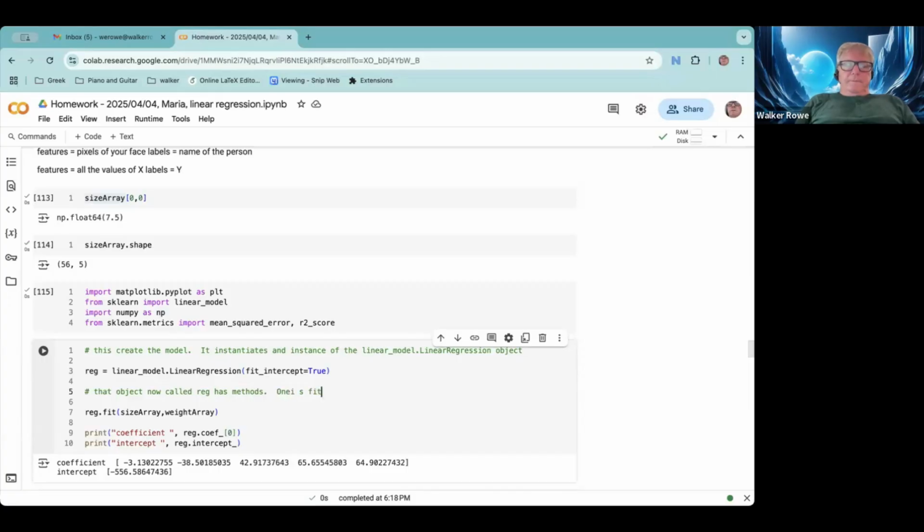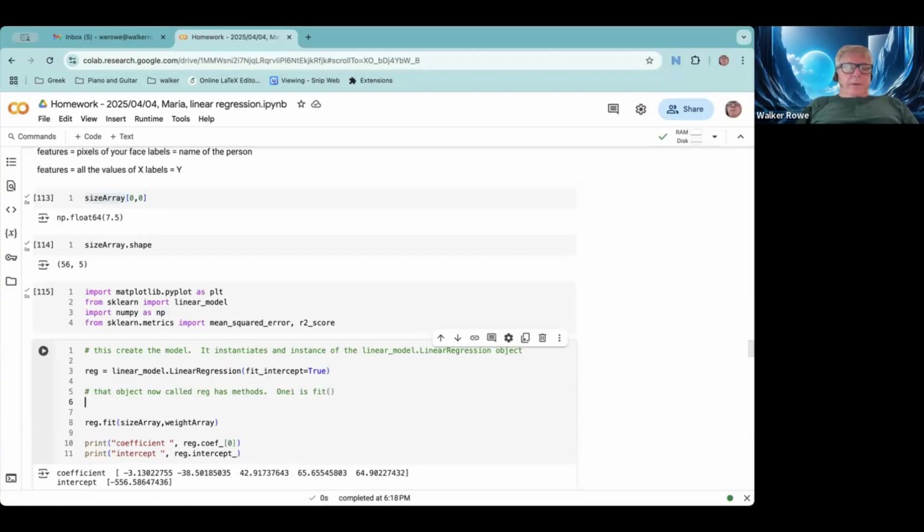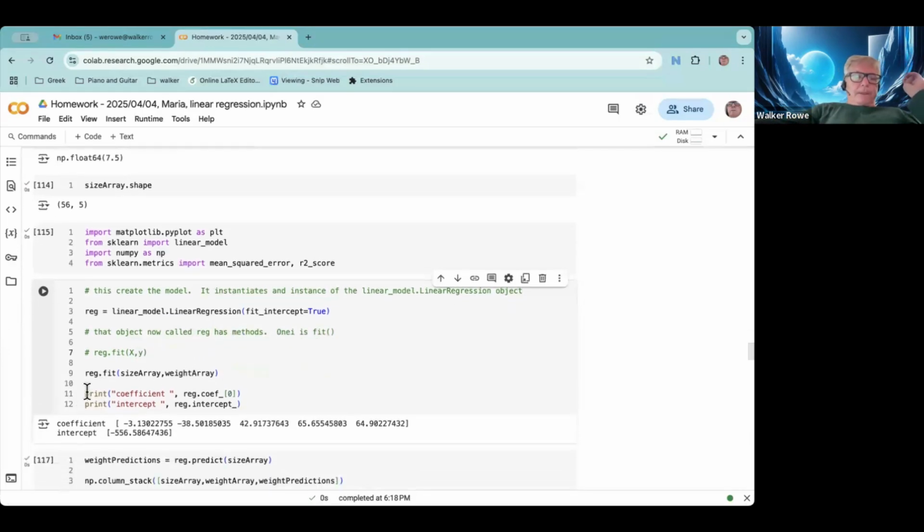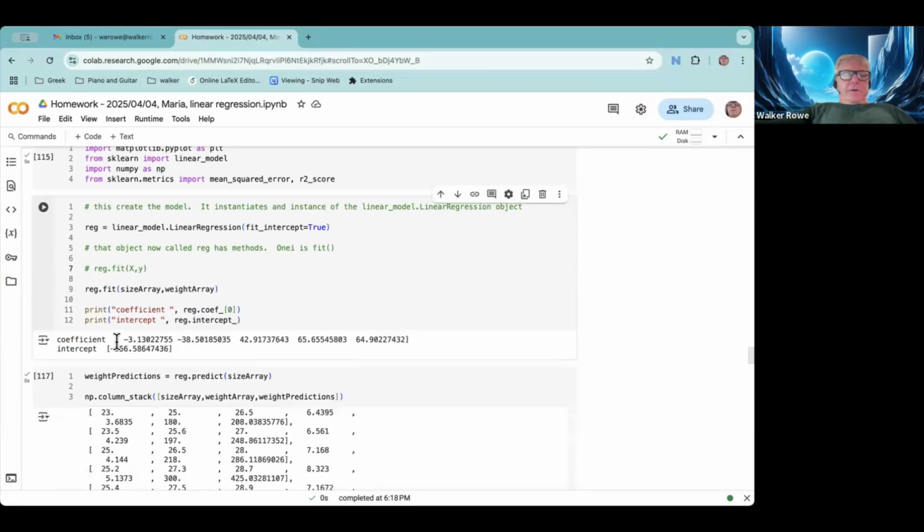One is fit. The format is we say reg, we say fit, we say x and y. Now it does return parameters, but we don't list any here. This one seems to update itself, right? There's no parameters. So we run this and it says, here's the coefficients.